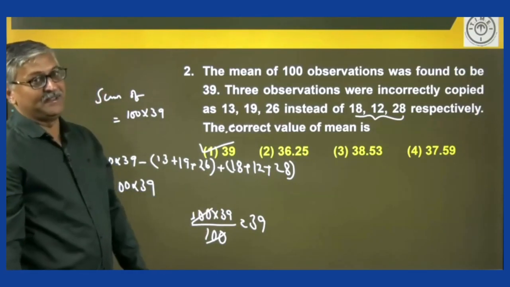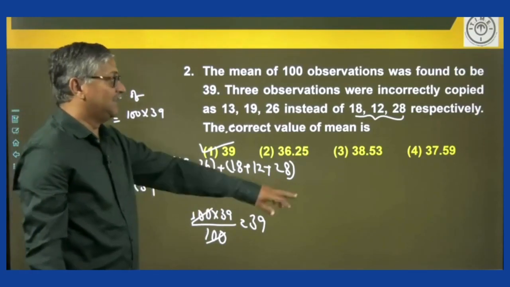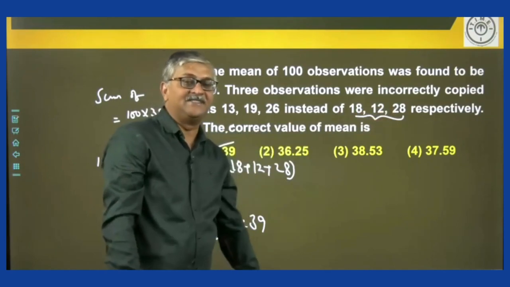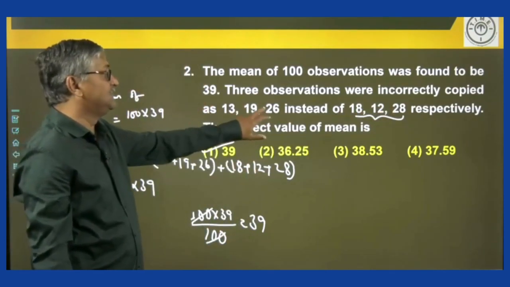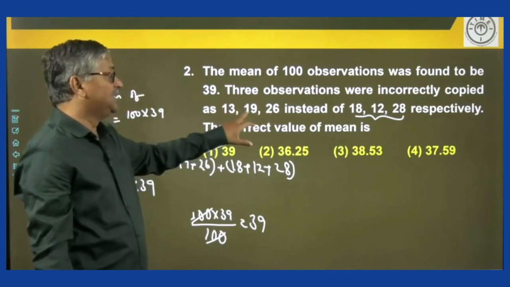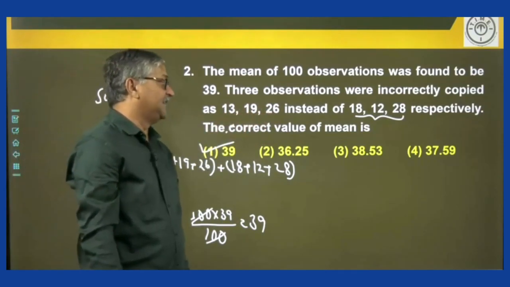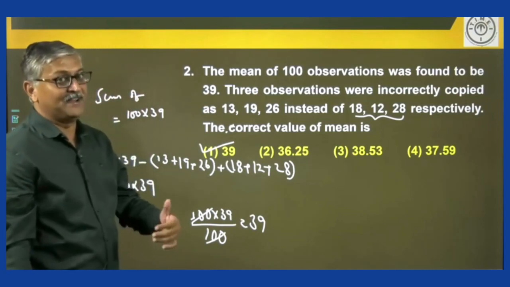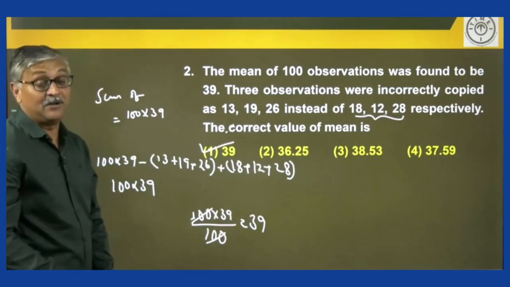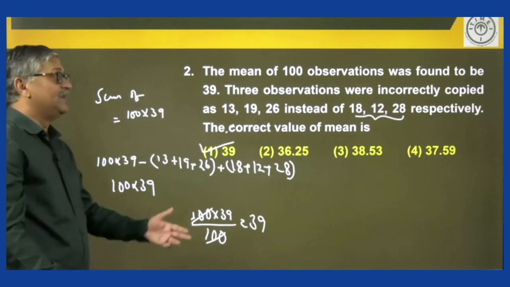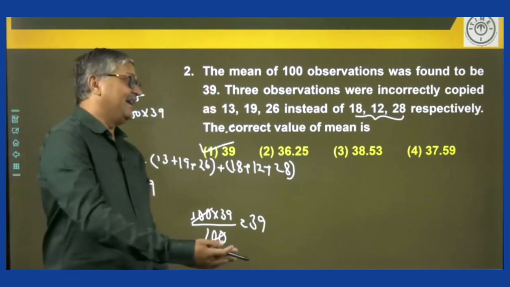Again the same arithmetic mean is there. Okay, now because 18 plus 12 plus 28, this sum is also 58. What are the wrong observations we included? That sum is also 58. 29, 26 plus 19 is 45, 45 plus 13, again 58. So the sum of the wrong observations and the sum of the original observations are both the same. That's why the mean is not affected.